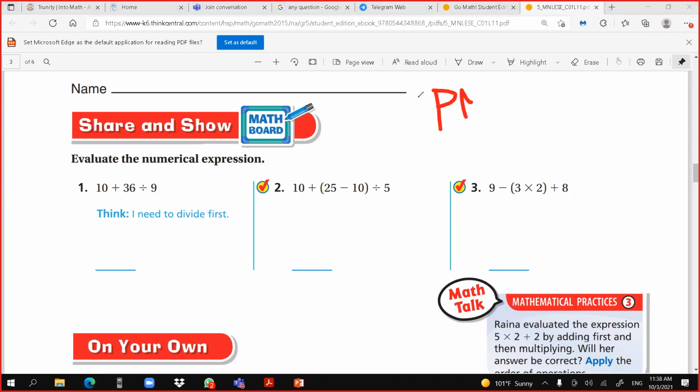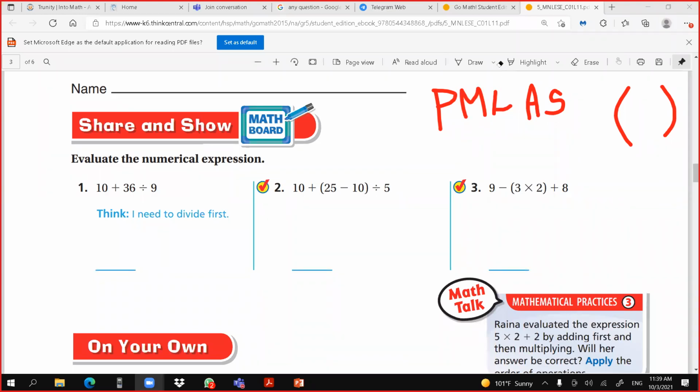Hanin, yalla. Okay, let's start with Hanin now. Here, 10 plus 36 divided by 9. Is there any parentheses or brackets here? No. Okay, then you need to go to the multiply. Is there any multiplication here in number 1? No. Okay, skip it. Then, is there any division?